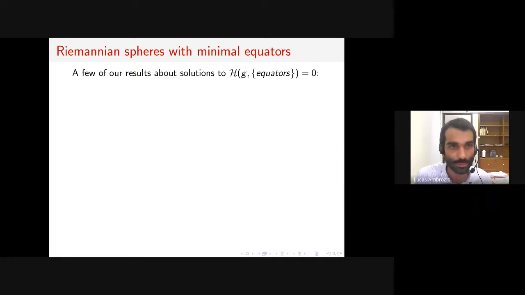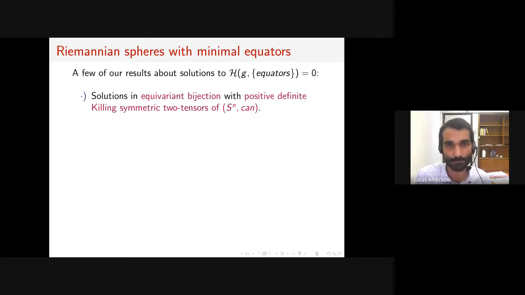So let me state a few of our results about solutions of this equation. The first thing is that we can establish a bijection, respecting certain natural group actions, between the set of g's such that all the equators are minimal with the set of positive definite Killing symmetric two-tensors on the canonical sphere.